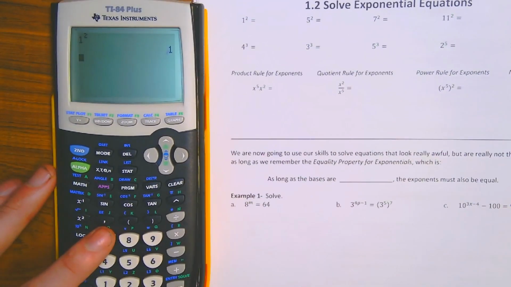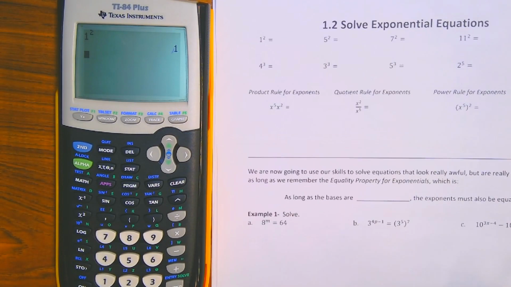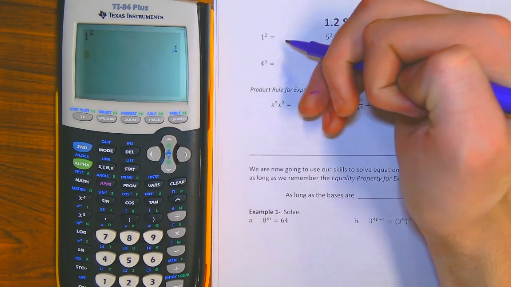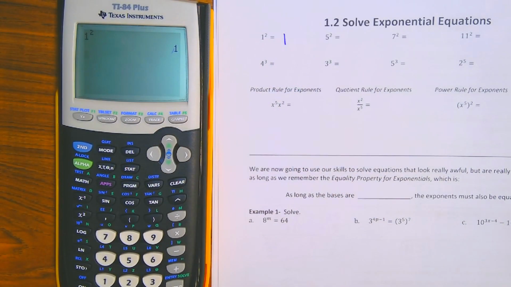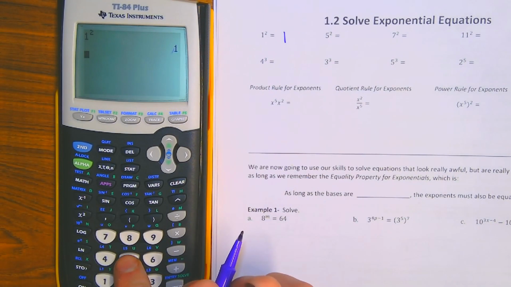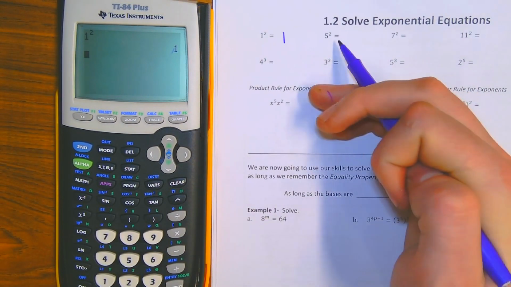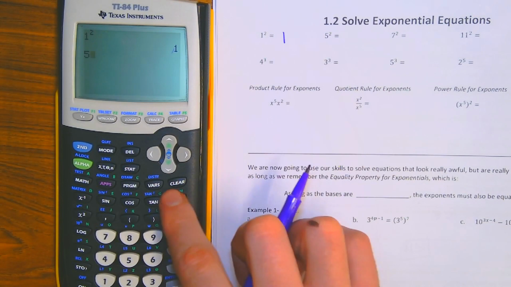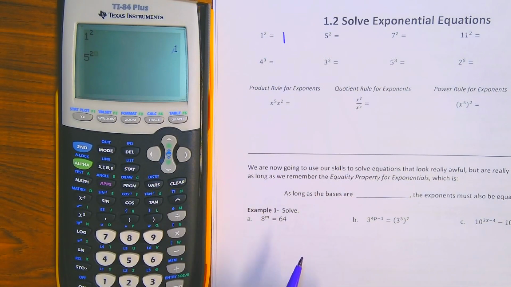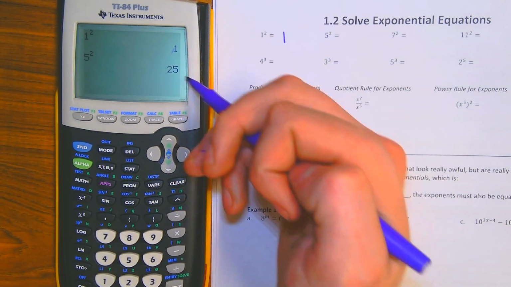You can see that it's a little bit dark. I'll try and scoot it over. And you can see here, I get a 1. So that's just my answer. Then we go on to our next one. We have 5 squared. Do 5, caret, 2, press enter, and we should get a 25.